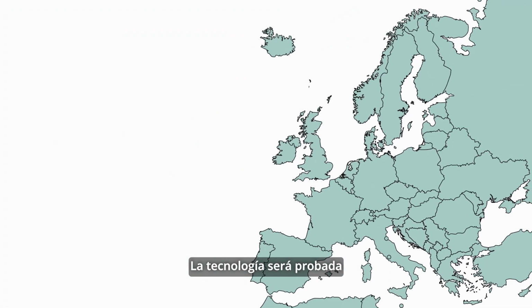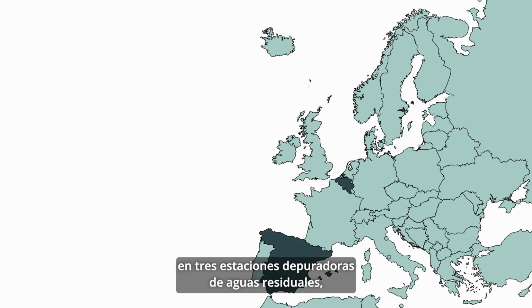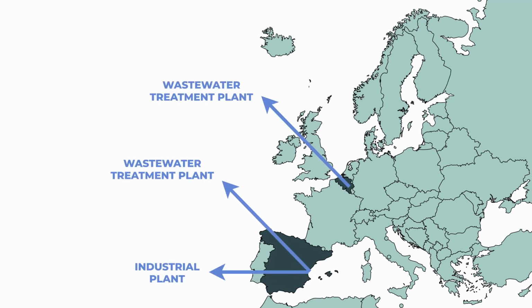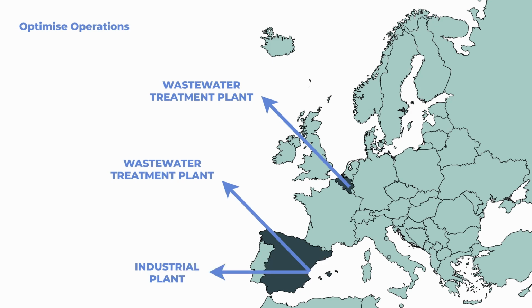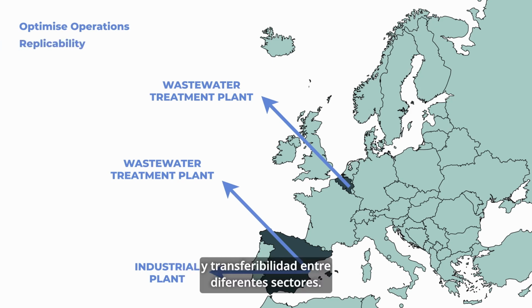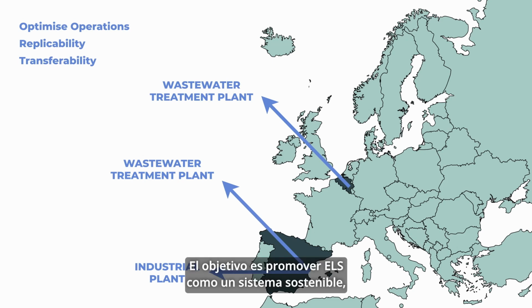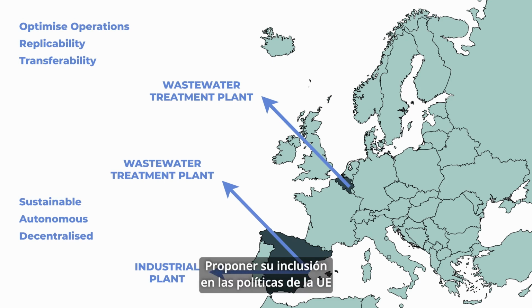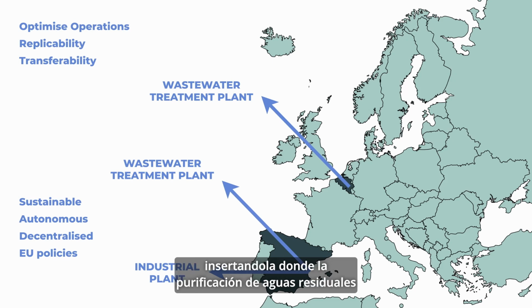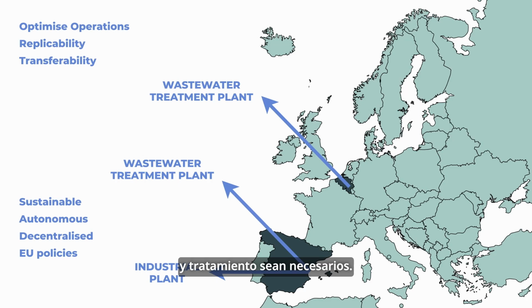The technology will be tested at 3 wastewater treatment plants in Spain and Belgium, 2 urban wastewater treatment plants and 1 industrial wastewater treatment plant to optimize its operation and prove its replicability and transferability among different sectors. The aim is to promote ELS as a sustainable, autonomous and decentralized technology, proposing its inclusion in EU policies and for a wider implementation and replication in sectors where wastewater purification and treatment are required.